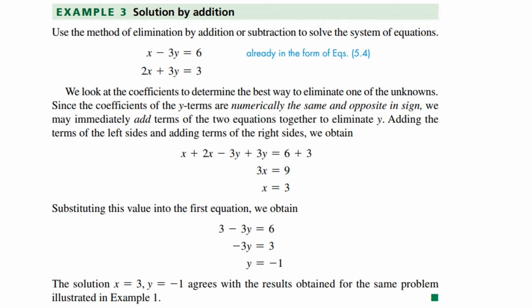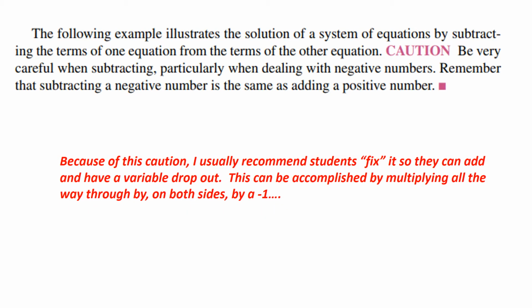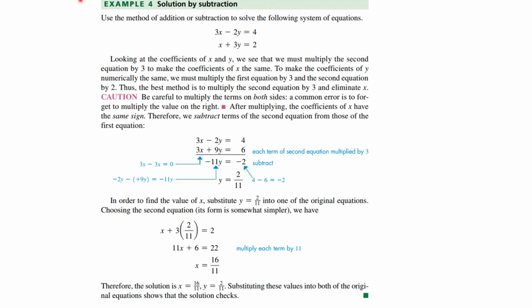Now sometimes it's not as easy to do. The following example indicates subtracting one equation from the other, and they tell you to be very careful with that. Because of cautions like this, I usually recommend students fix it so when they add, they have one variable drop out. This can be accomplished by multiplying all the way through on both sides by a minus 1 or perhaps some other value. So let's look at this problem right here.